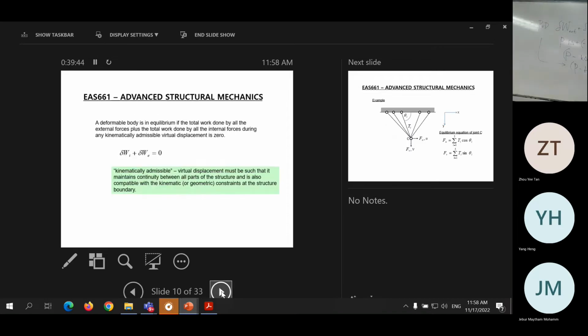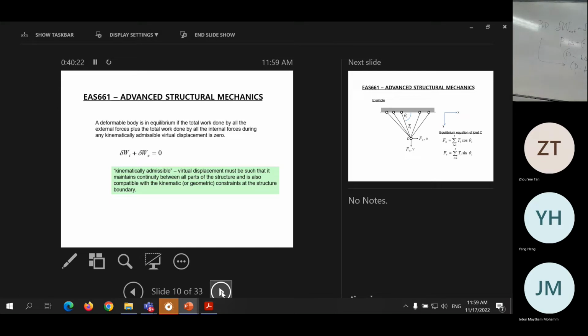So now if we extend it, just now we started with a particle, but now we extend the principle of virtual displacement to a deformable body. We can consider a deformable body as many particles staying together, and between the particles there are springs holding them together, so they form a deformable body. If you extend that idea, then the principle of virtual displacement will be represented by this equation.